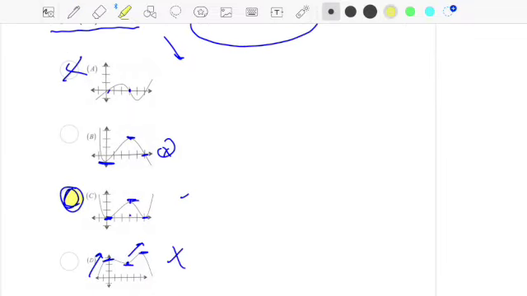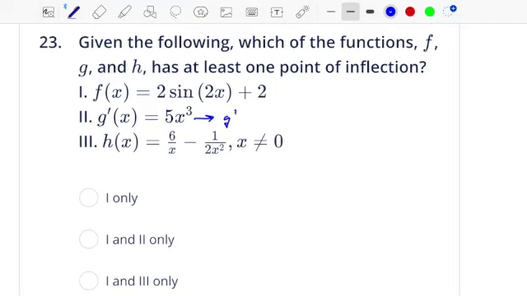Given the following, which of the functions f, g, h has at least one point of inflection? All right, second derivative. That one's already given us the first derivative. So g prime of x is going to be 15x squared. That never changes sign, so not 2. This one, sine, definitely has points of inflection, so I know 1 is going to work. Got to check on h.